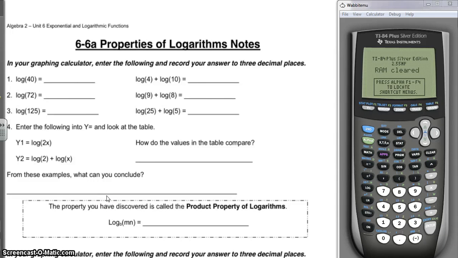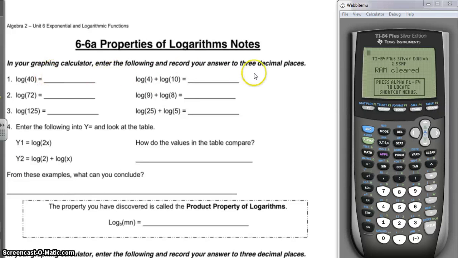Okay, today we'll be working on lesson 6.6a, properties of logarithms, and make sure that you have the right worksheet. Please also make sure that you have your calculator. We'll be using this for our lesson today. So in your graphing calculator, I want you to enter the following and record your answer to 3 decimal places.